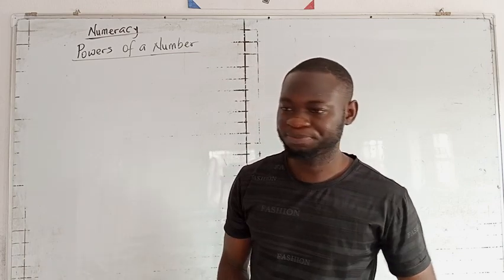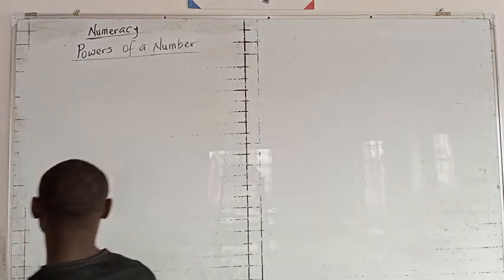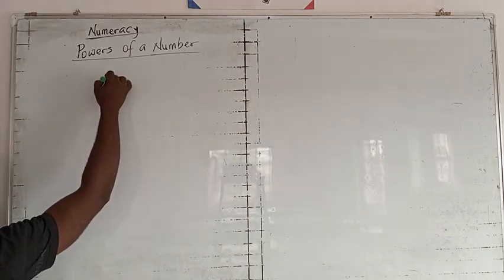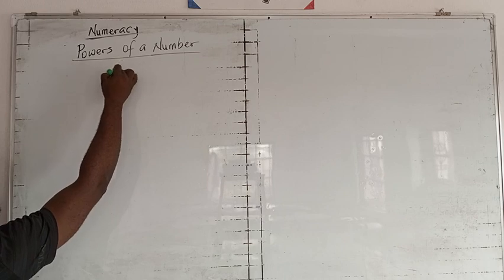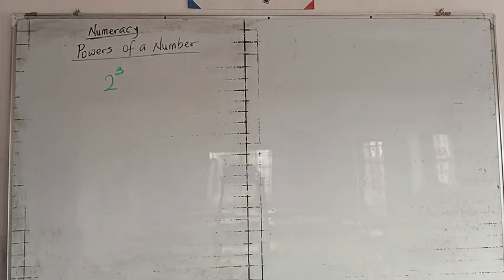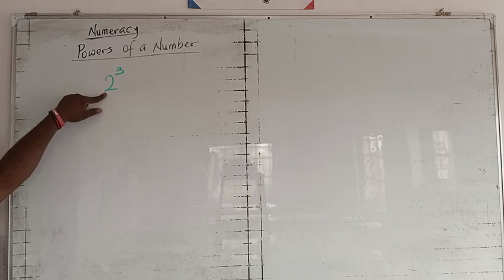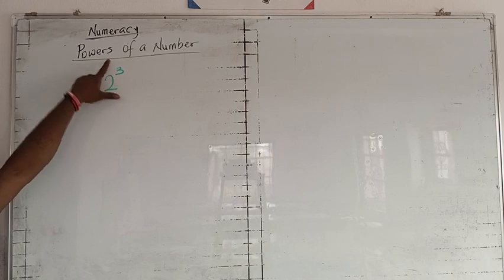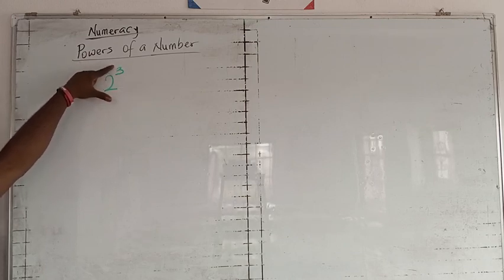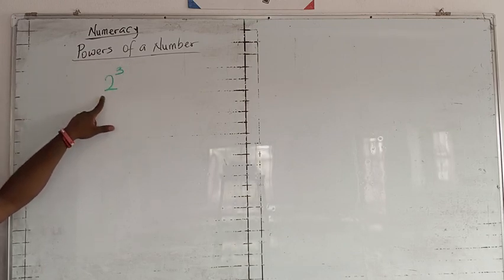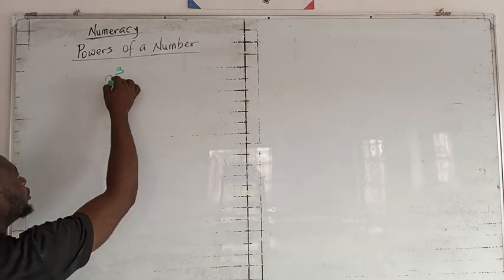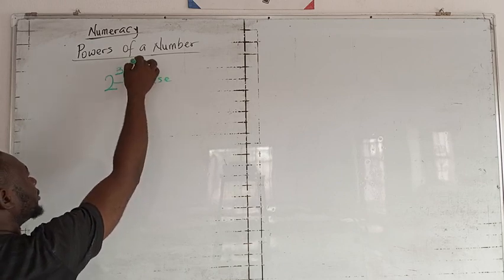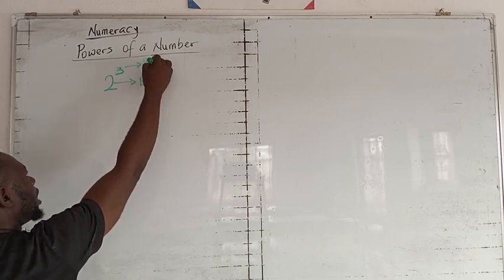Now, having said that, let's take for example, we have a number, let's say 2 power 3. Now, this is called 2 raised to power 3. Now, this 3 becomes the power of the number 2. Now, this 2 here is always called the base number, while 3 is called power.